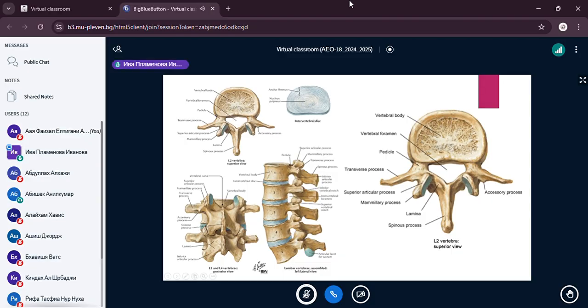Again, this is the vertebral body, the vertebral foramen between the body and the arch, transverse processes with accessory process, mammillary process, and articular process. That's the superior view, so that's the superior articular process. And spinous process. Pediculus arcus vertebrae, here is lamina arcus vertebrae. But they form the vertebral arch.